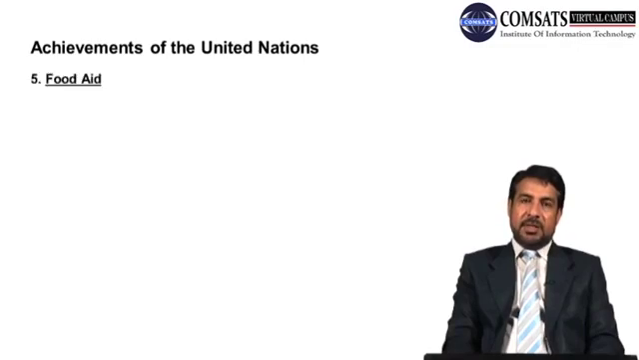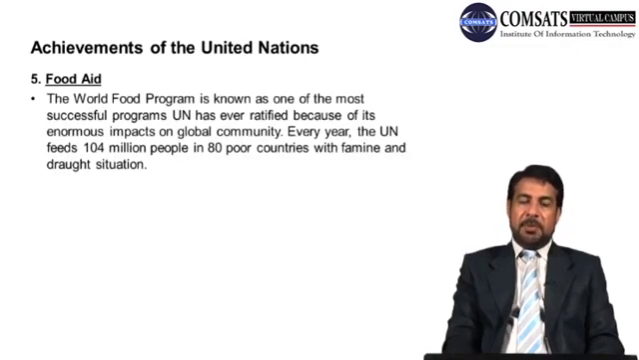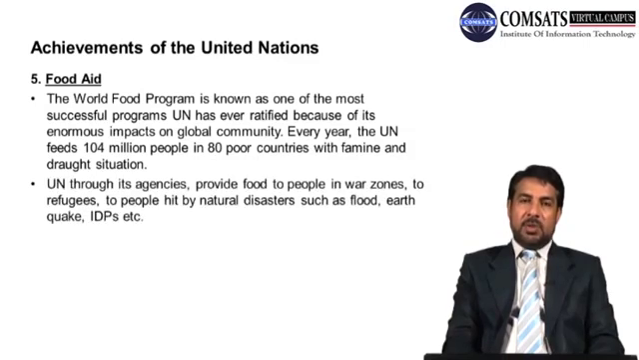The fifth is food aid, achievement in providing food. इसके लिए बाकायदा UN का एक इदारा है जिसका नाम है World Food Program. It is known as one of the most successful programs UN has ever ratified because of its enormous impact on global community. Every year, the UN feeds 104 million people in 80 countries with famine and drought situation.